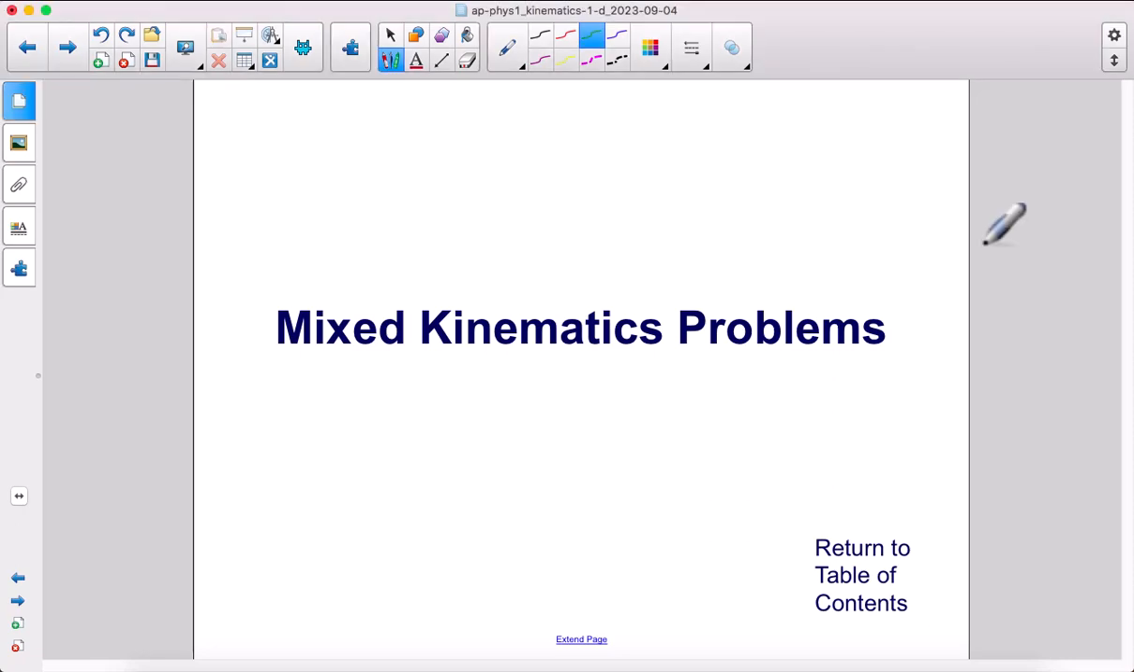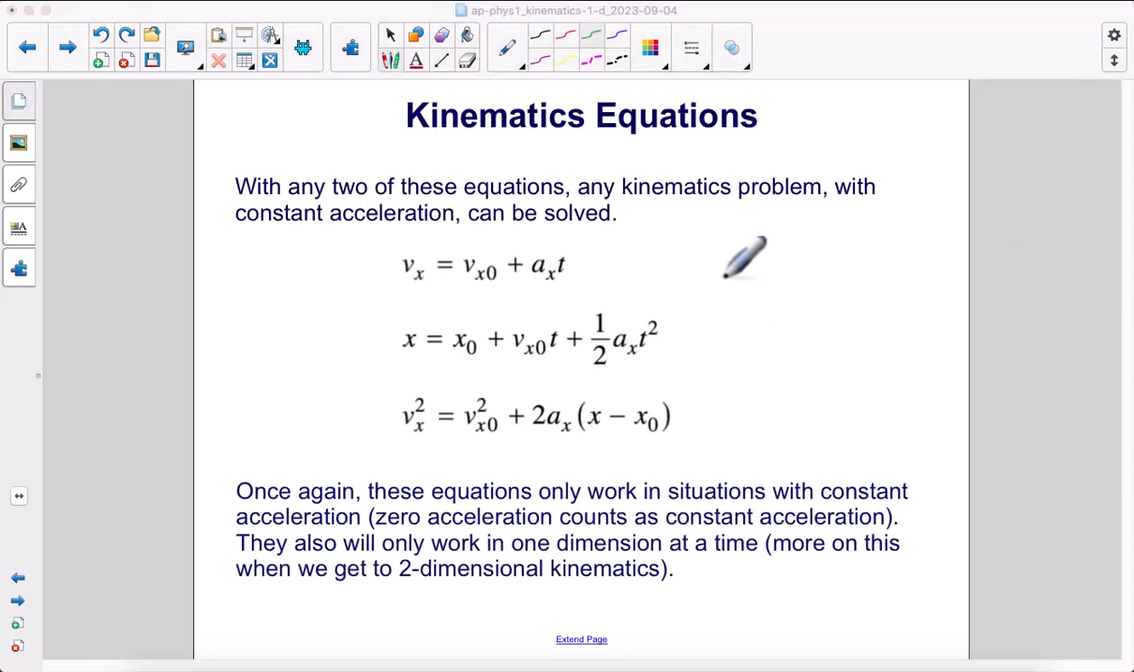Mixed kinematics problems. With any two of these equations, any kinematics problem with constant acceleration can be solved. Once again, these equations only work in situations with constant acceleration. And remember, zero acceleration counts as constant acceleration. It just has a value of 0.